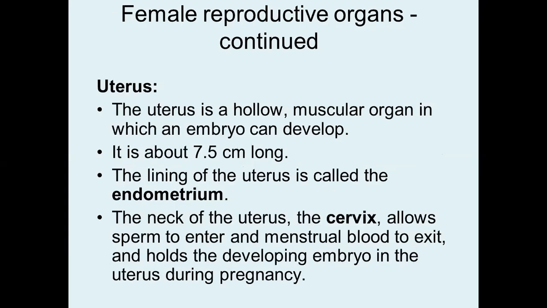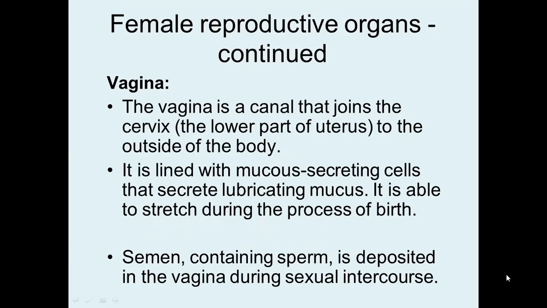Okay, so the uterus. The uterus is a hollow muscular organ in which an embryo can develop. It's about 7.5 centimeters long. So pick up your ruler and have a look at it, 7.5 centimeters. The lining of the uterus is a very spongy layer called an endometrium, and that's going to be important. The neck of the uterus, the cervix, allows sperm to enter, menstrual blood to exit, and it holds the developing embryo or fetus in the uterus during pregnancy.